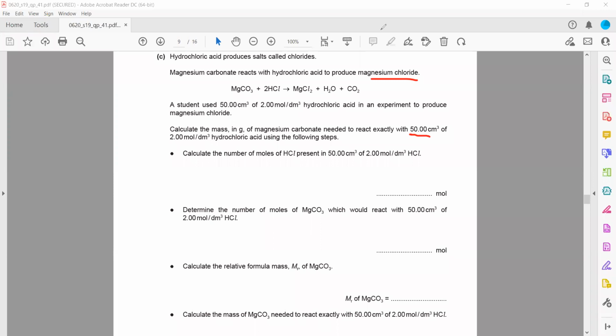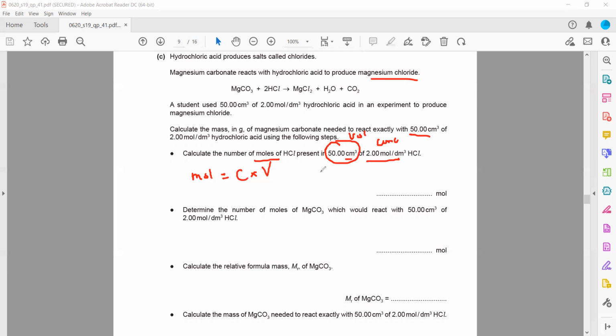So the first part, we have to calculate the moles of hydrochloric acid. We have the volume of the solution, volume is 50 cm cube, and we have the concentration. So how to work out the moles from volume and concentration? Multiply volume by concentration. So moles equal concentration times volume. But remember, the volume should always be in decimeter cube.